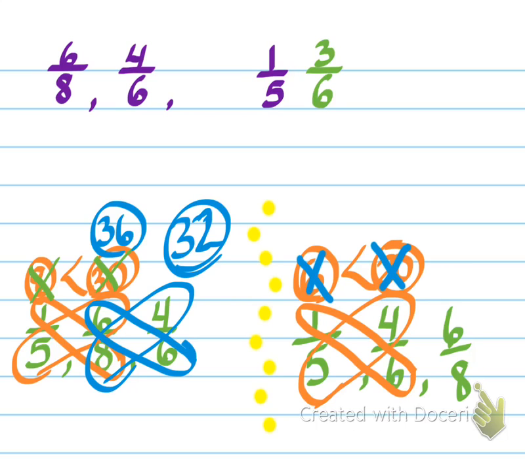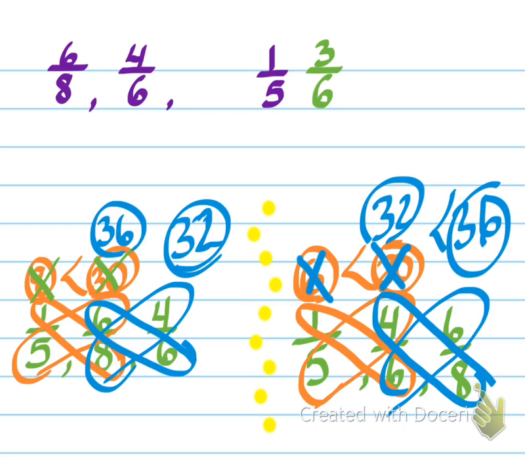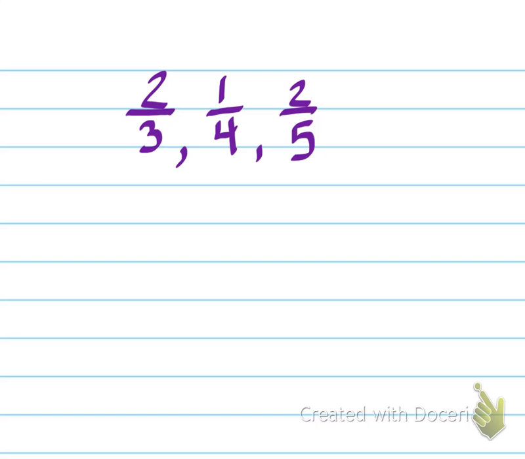And then we are going to cross multiply. 8 times 4 is 32. And 6 times 6 is 36. Yay, it worked out. So we have, in order from least to greatest, 1/5, 4/6, and 6/8. All right, let's go ahead and try a quick practice problem. All right, go ahead and put in order from least to greatest, 2/3, 1/4, and 2/5.